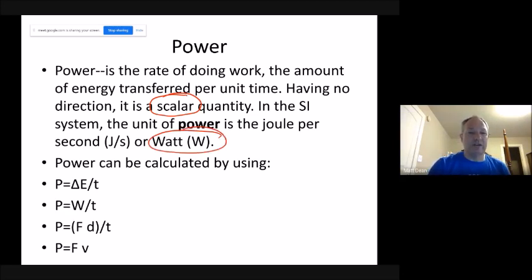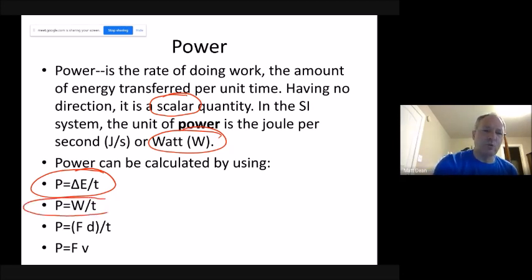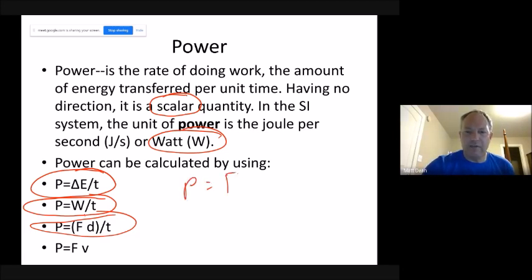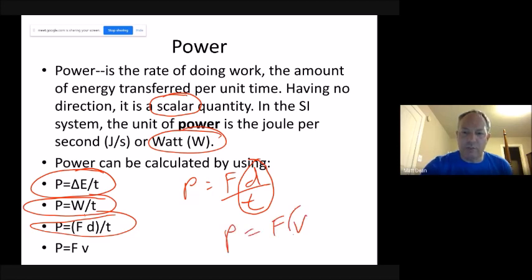So there are several ways to calculate power. On your AP Physics 1 formula sheet, you may see it written as a change in energy per unit of time. Oftentimes we'll write it as work per unit of time. Remember that work is force times distance, so you could substitute FD for W. And something that they might throw at you that's a bit tricky is that if we have power as FD over T, remember that distance over time is speed. So you could also write it as power equals force times speed.